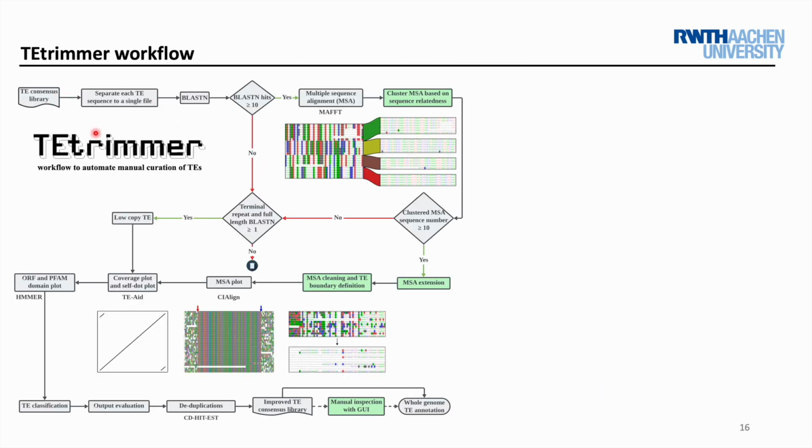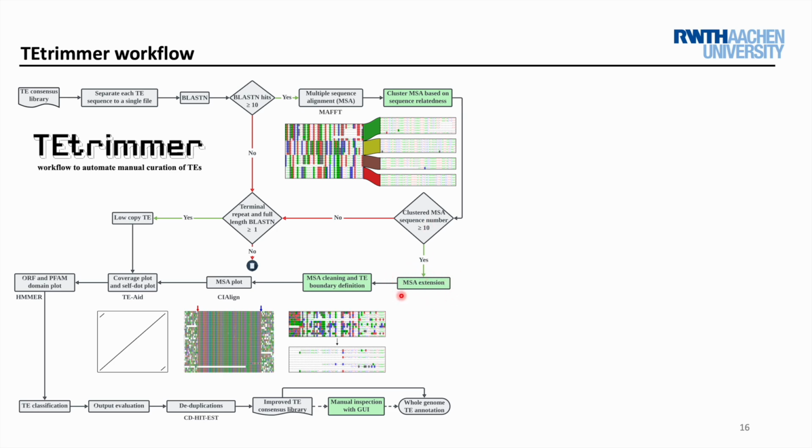So here's the TEtrimmer workflow. The input is the TE condenser library. For each sequence in the library, it will do a BLAST search, find the copies, and do multiple sequence alignments. Then it will cluster the multiple sequence alignments. Later I will show you why and how.